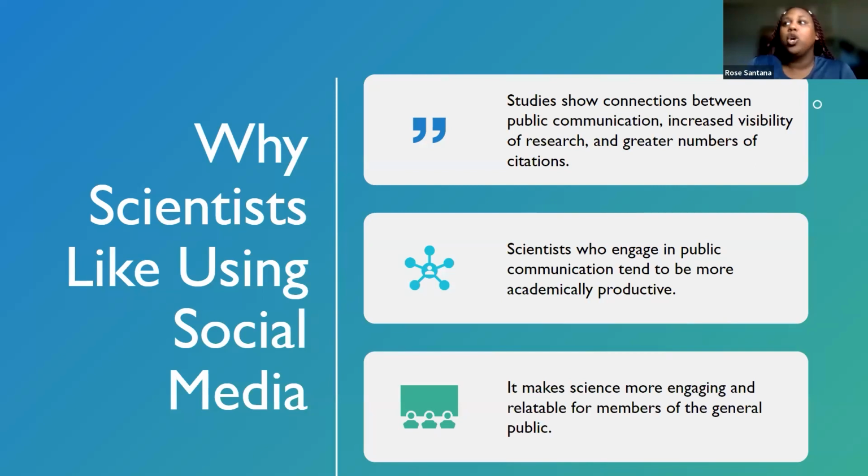Studies have shown connections between public communication, increased visibility of research, and a greater number of citations. So it's beneficial to us as scientists to use social media because it gets us more recognition. And scientists who engage in public communication tend to be more academically productive. It also makes science more engaging and relatable for members of the general public. It doesn't all have to be boring and stuffy. We can make science really exciting and get people really excited and talking about it.